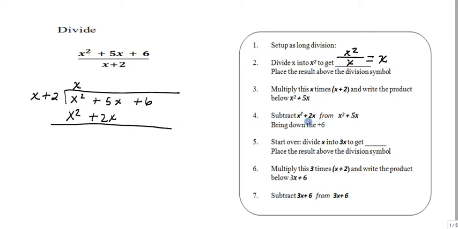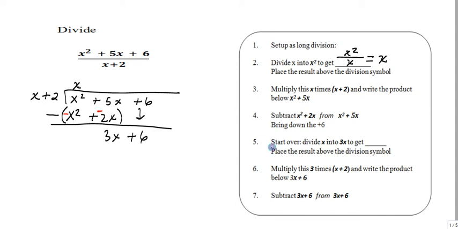The next step is to subtract. I'm going to subtract the x squared plus 2x from x squared plus 5x. So this is a subtraction of polynomials. Remember, everything inside the parentheses has to get subtracted. So if there's a negative in front of the parentheses, I'm going to carry that negative through, which is going to make this a negative and this a negative. And then I just combine the like terms. So that positive x squared and that minus x squared cancel each other out. 5x minus 2x is 3x. And I just bring down this plus 6.